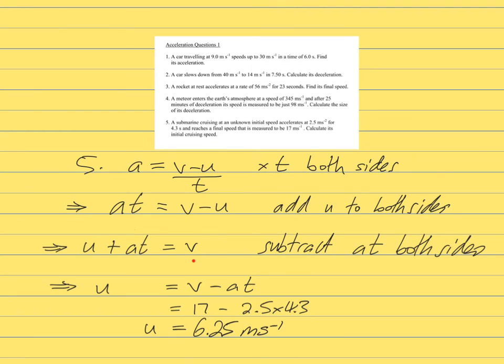And now, because we want u by itself, we need to subtract this here from both sides. So we subtract at from both sides, and that leaves you with u by itself, which is what you want. And that equals v minus at. And now all you need to do is substitute the numbers in. So 17 is the final speed, the acceleration was 2.5, and we multiply that by the time, 4.3. That gives you u equals 6.25 meters per second, and that is your final answer. So if you get this correct, that's 3 really difficult marks to get.